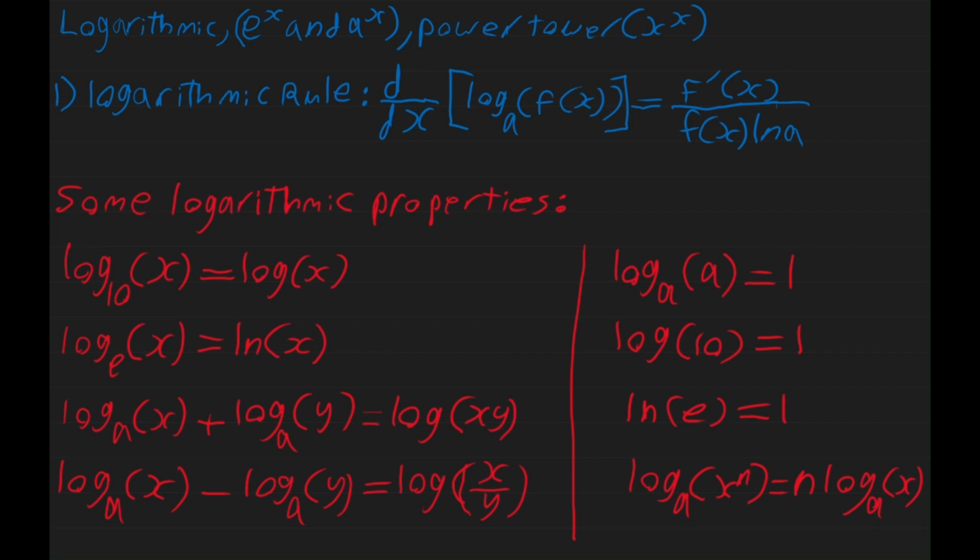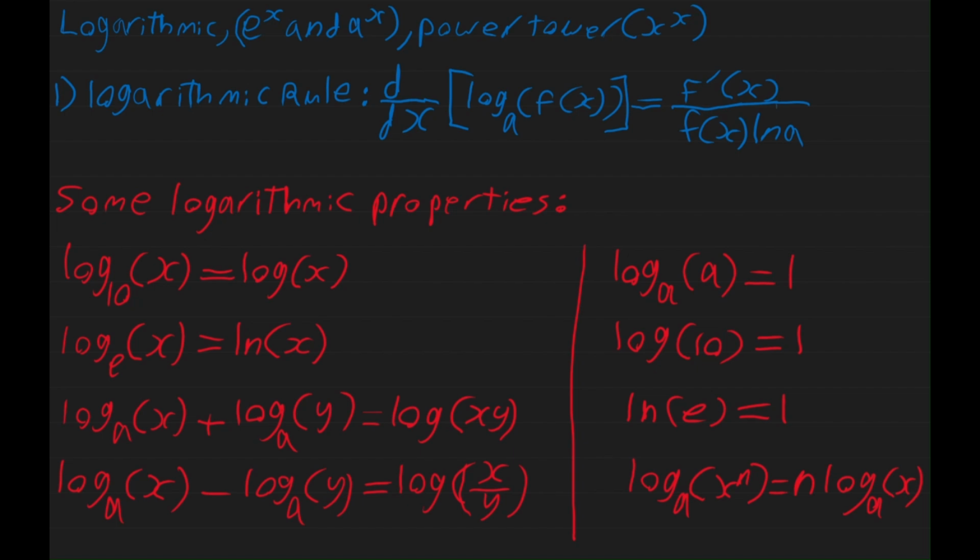We are going to talk about logarithm and e power x and a power x, the derivative of, and the power tower, which is just a variable power variable. We're going to talk about how to differentiate them. I'm going to explain and then give two examples on every one of them. And at the end, I will solve maybe 14 examples on them.